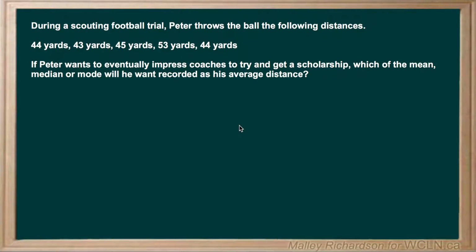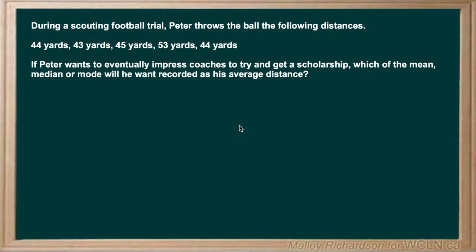During a scouting football trial, Peter throws the ball the following distances: 44 yards, 43 yards, 45 yards, 53 yards, then 44 yards. If Peter wants to eventually impress coaches to try to get a scholarship, which of the following, mean, median, or mode, will he want to record as his average distance?